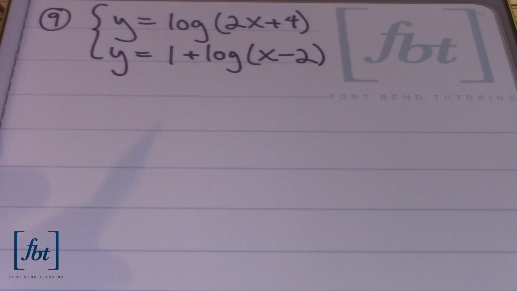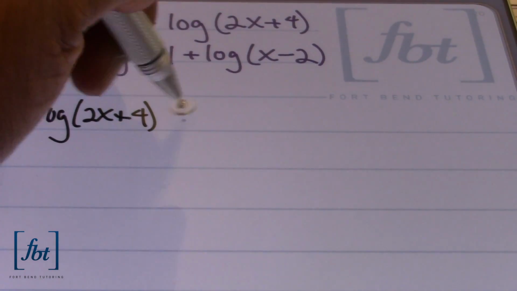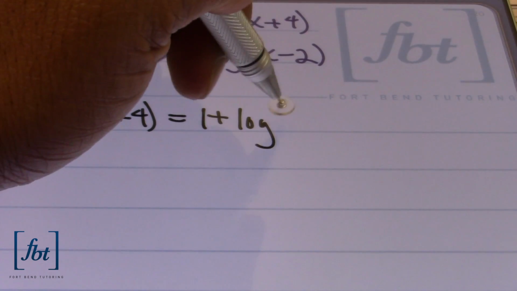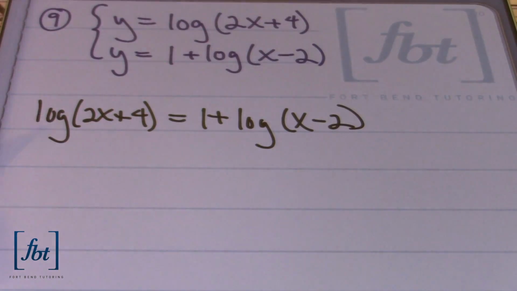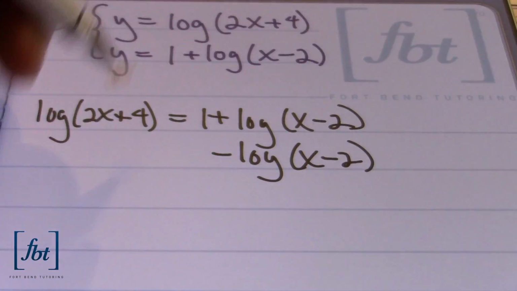All right, so we already have the y solved for. We already know this, right? So I'm just going to go ahead and set these equations equal to one another. That's what I'm going to do. I'm going to rewrite it as log of 2x plus 4. Once again, paying attention to the fact that the base on the logarithms is 10. We're in base 10. And I want to put all the terms that have my variable in it on one side of the equal sign. So I'm going to subtract log of x minus 2 from both sides.